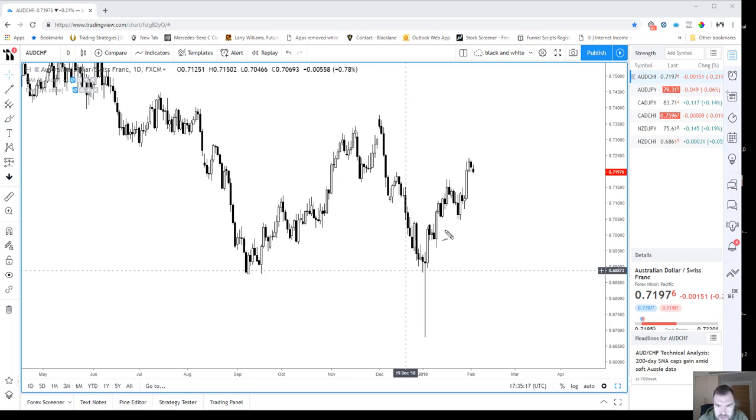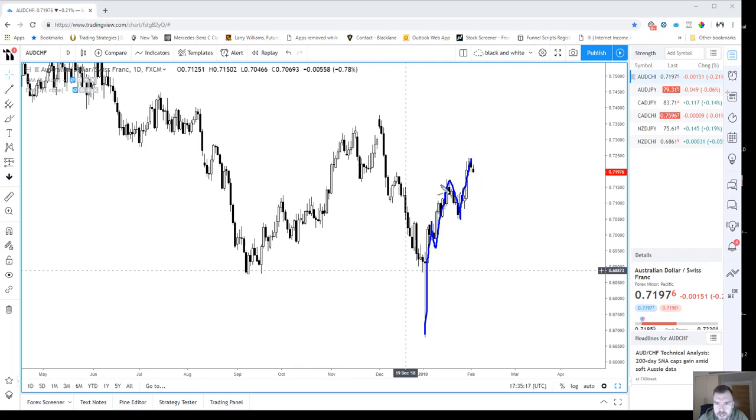Now, as you can see, we're looking at the Aussie Swiss here. Aussie from the previous week was a -4. This week is scoring a +6. That's a huge shift. That's a +10. So what we're seeing here is how Aussie's gone from low, created a higher low, another higher low, and we broke to the upside.